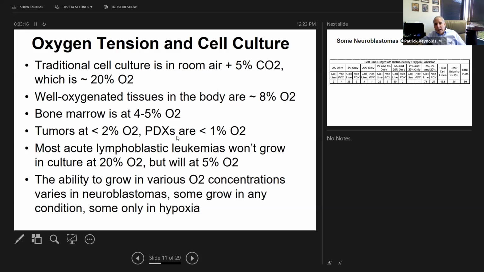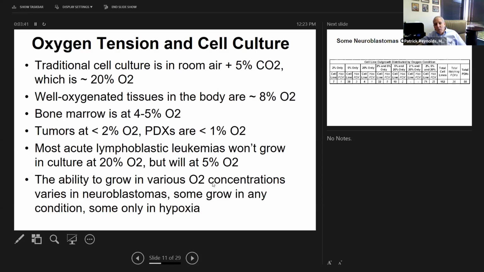Also, Mike Sheard had worked with us a number of years ago and looked at this when we were looking at acute lymphoblastic leukemia samples, and found that they really wouldn't grow at 20% O2, but they grew very nicely at bone marrow level oxygen. Not a big surprise. They're going from the bone marrow right into bone marrow level oxygen. So again, this diminishes the ability to grow cells. And I'm going to show you some data in a minute.